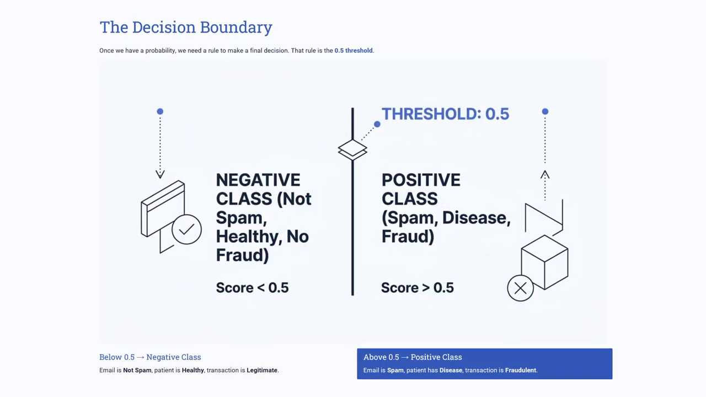Once we have the probability, we need to make a final decision. For that, we use something called decision boundary. The most common threshold is 0.5. If the probability is greater than 0.5, we predict the positive class. If the probability is less than 0.5, we predict the negative class. This simple rule converts the probability into categories.